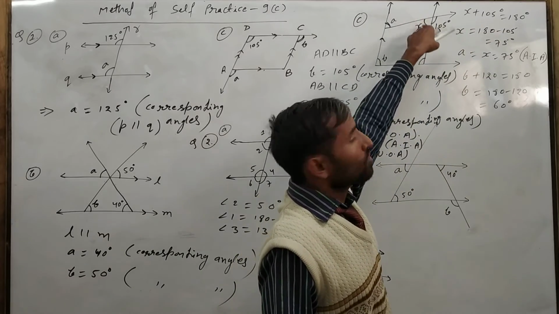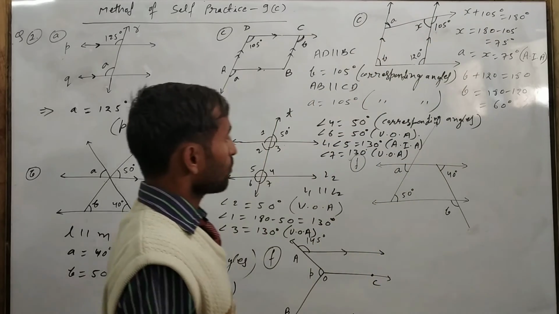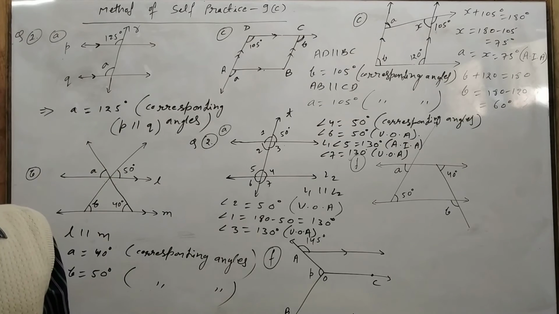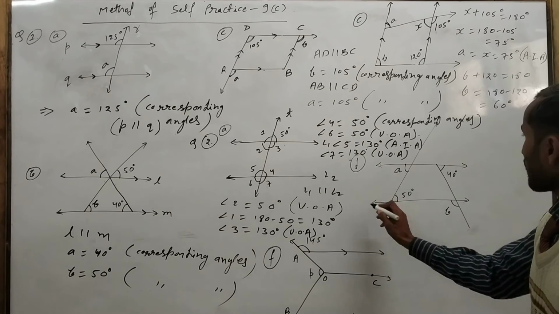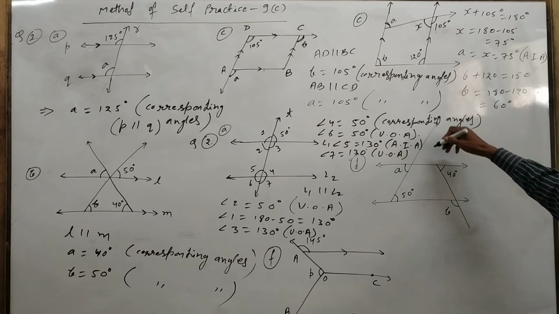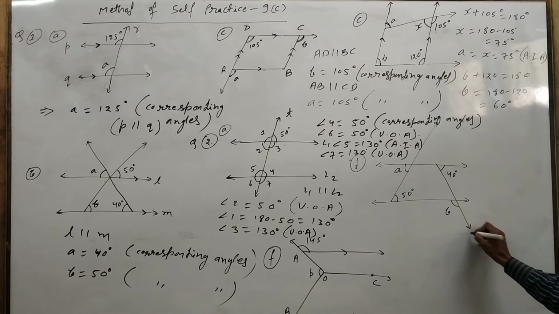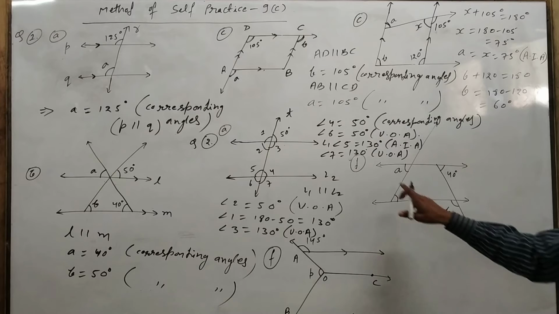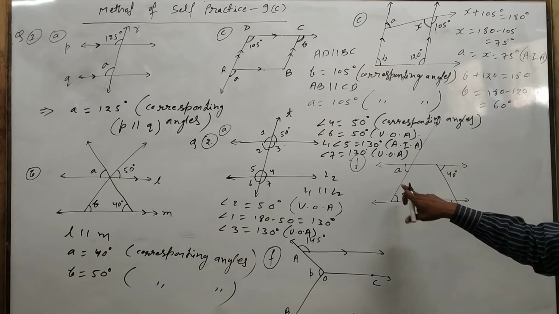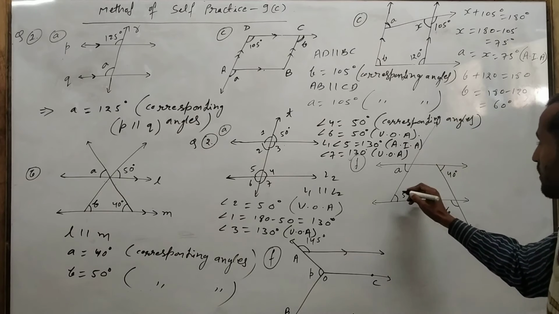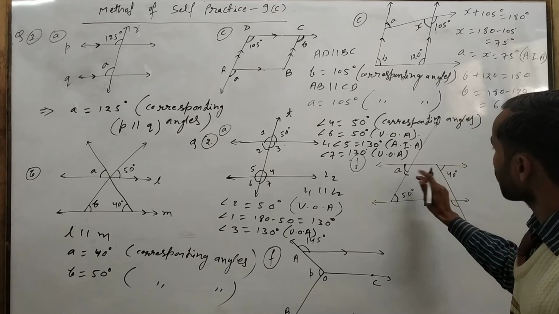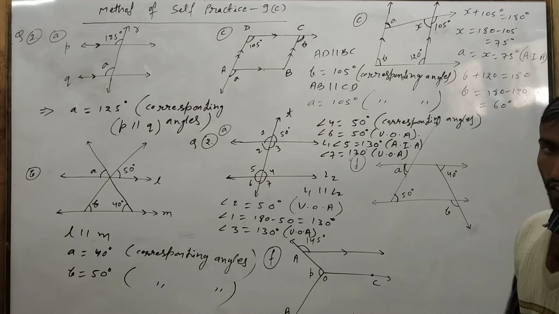After that I have used alternating interior angle. Okay. Now in the D part, the diagram is given. These both lines are parallel and this one is the transversal and this one is the next transversal line. So again we have to find the value of A and B. Just see, this one is the transversal for the parallel lines and this one is a transversal. So these both angles will form alternating interior angles.